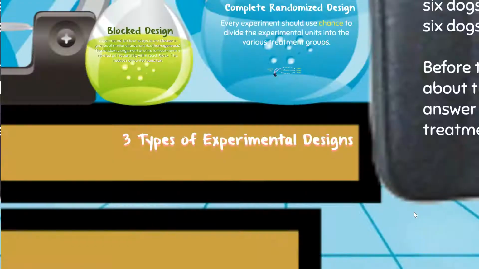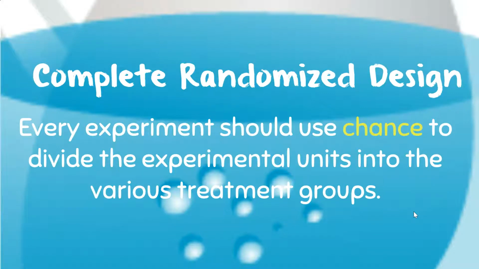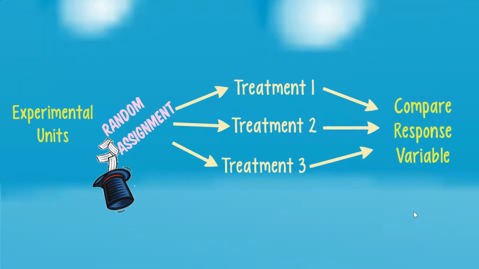So I figured we'll jump right on in and start looking at three types of designs. The first one is called a completely randomized design. Notice every experiment should use chance to divide the experimental units into their treatment groups. So the way this looks is something like this.